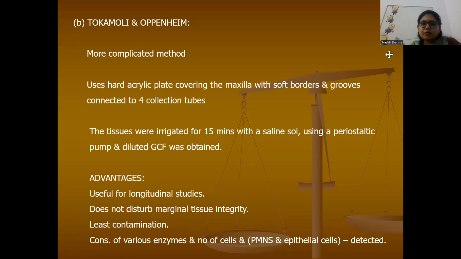Advantages: useful for longitudinal studies, does not disturb marginal tissue integrity, least contamination, and constituents such as various enzymes and numbers of cells, that is, neutrophils and epithelial cells, were detected.